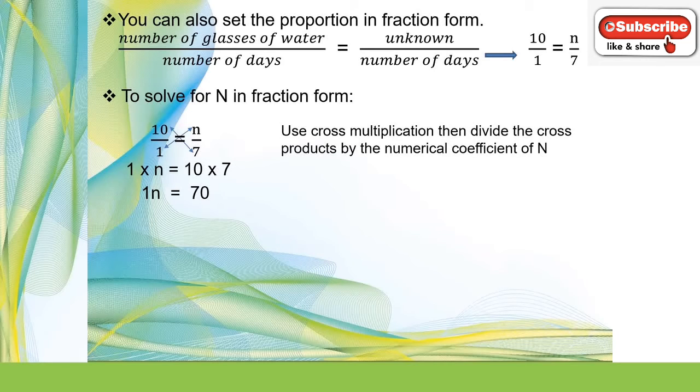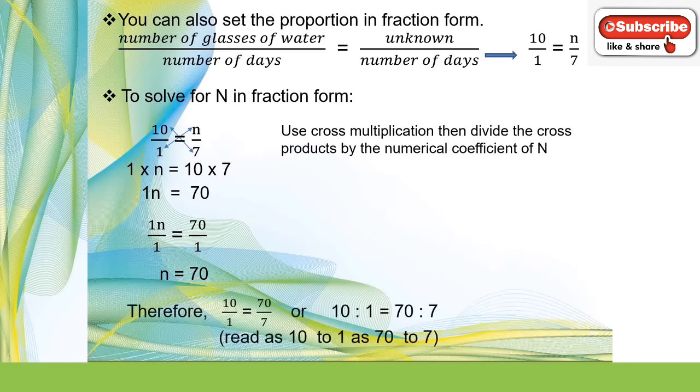To find n, divide both sides of the equation by the numerical coefficient. So we have 1n divided by 1 and 70 divided by 1. 1n divided by 1 equals 1n, or again simply write n. 70 divided by 1 equals 70.